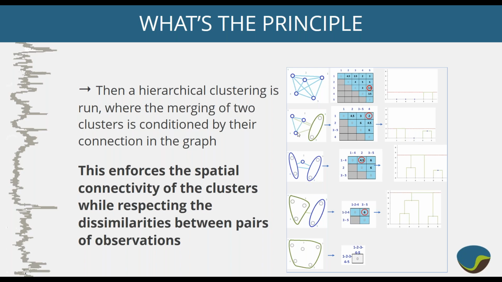And then we recalculate the dissimilarity between all the other samples with this group. Again, the lowest dissimilarity and so on. And then, in the hierarchical process, we define progressively a hierarchic tree, connecting all the different pairs of samples. As we are in a graph, which is a little bit special, we will enforce the spatial connectivity of the clusters while respecting the dissimilarities between the pairs of observations.